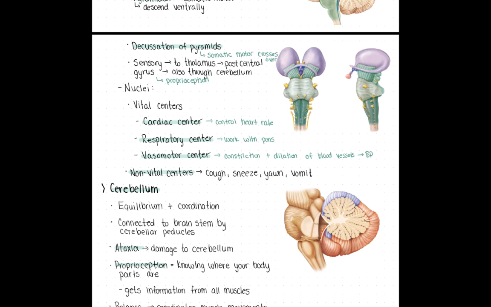Also in the medulla, there are some non-vital centers with very interesting functions. There are regions in the medulla that control involuntary things like coughing, sneezing, yawning, and vomiting. All those centers are also located in the medulla. Okay, so that's the brainstem. Now let's talk about the cerebellum.